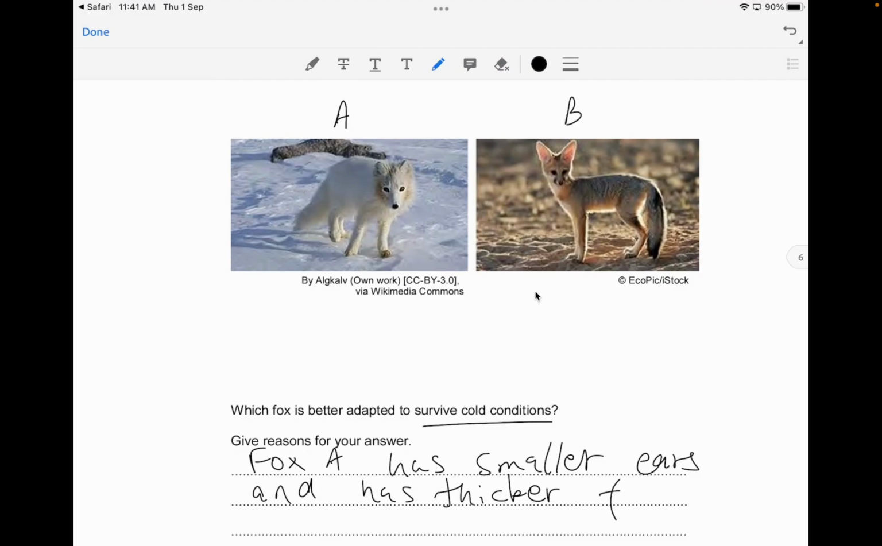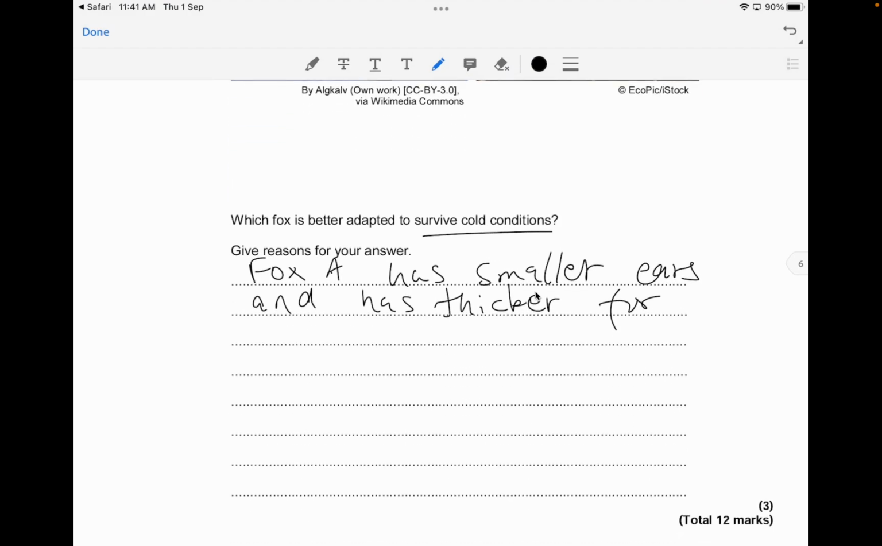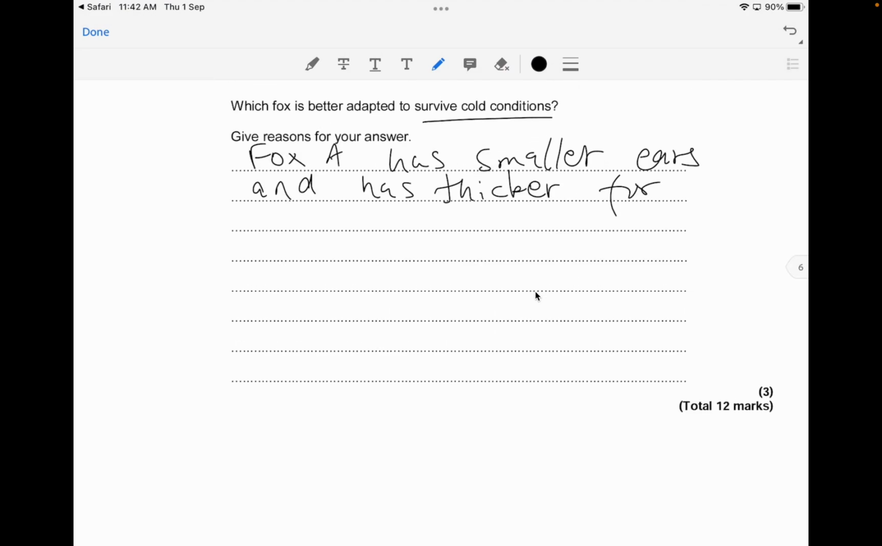And you're saying the reason which fox will survive, because fox A is better adapted to survive in cold conditions because it has smaller ears and thicker fur. So that's going to be your answer for about 2 marks. But since this is 3, you're going to write, and these help to minimize energy transfers. The spelling for minimize is correct, right? Minimize, yeah. These help to minimize energy transfer. All right, that's going to be the answer for about 3 marks.